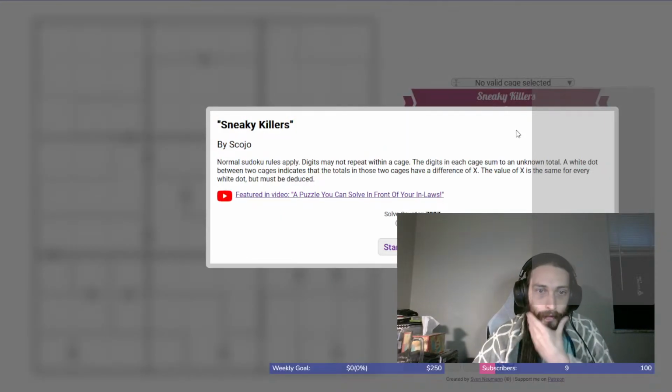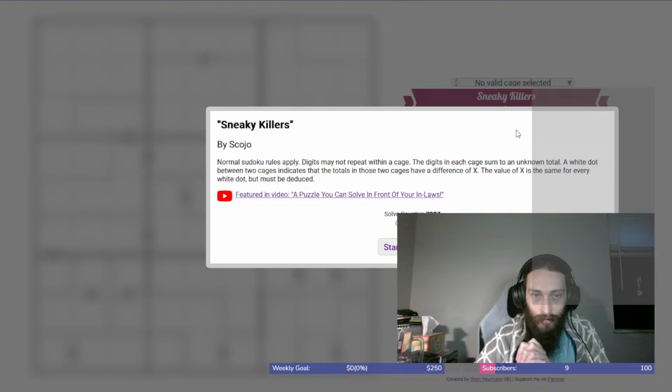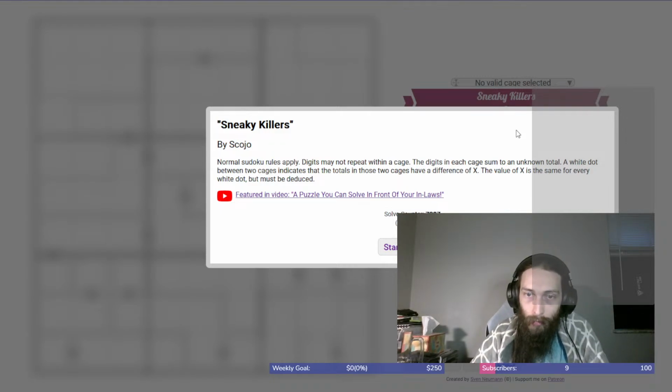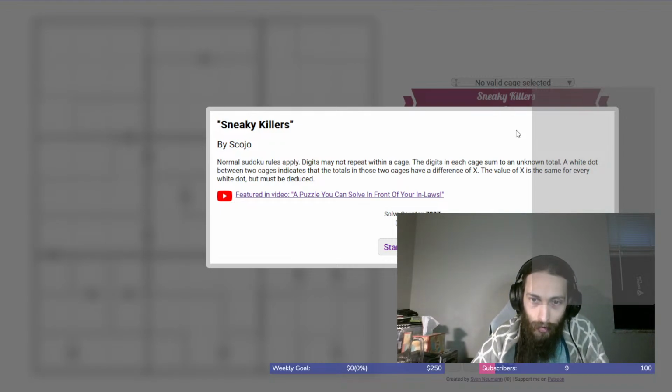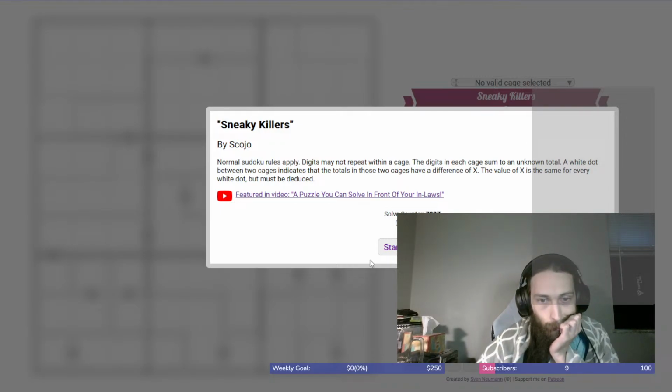All right, next puzzle is Sneaky Killers by Skojo. Normal Sudoku rules apply. Digits may not repeat within a cage. Digits in each cage sum to an unknown total. A white dot between two cages indicates that the totals in those two cages have a difference of x. The value of x is the same for every white dot, but must be deduced. Okay.